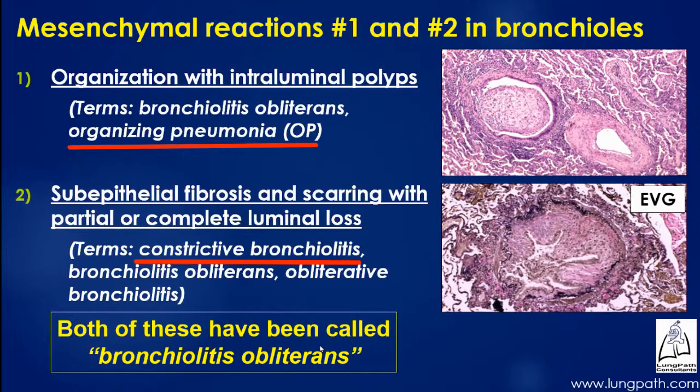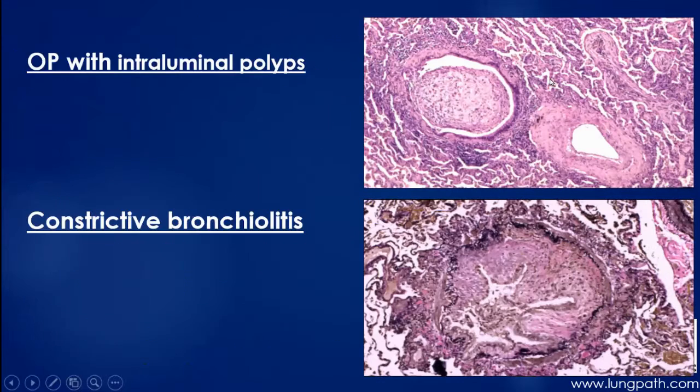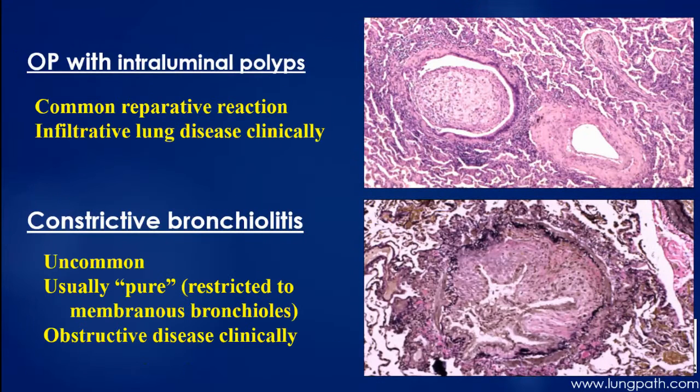Does that mean airflow obstruction, or does that just mean an intraluminal polyp? The original paper on bronchiolitis obliterans back in the 1800s actually was talking about these intraluminal polyps. Organizing pneumonia with intraluminal polyps is a common reparative reaction typically associated with interstitial or infiltrative lung disease radiologically. Constrictive bronchiolitis is uncommon. It's usually pure in that it's pretty much restricted to the airways, and these are patients that have obstructive lung disease and often irreversible obstructive lung disease.